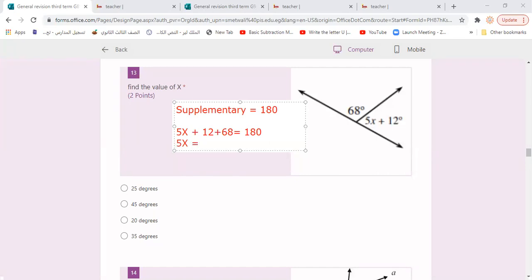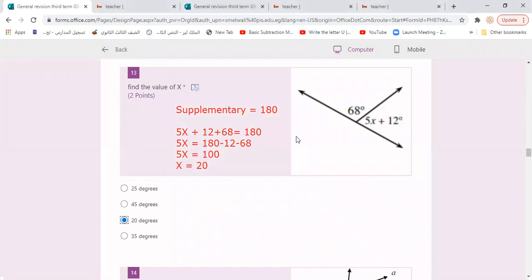Do you want to combine 68 plus 12 first or to transfer them to the opposite side? Okay, transfer them. So it will be 180 minus 12 minus 68. Thank you. So it will be 5x equal 100. Then x will be equal 20. Agree with Reem or disagree? Agree. Yes. So the answer will be equal 20.